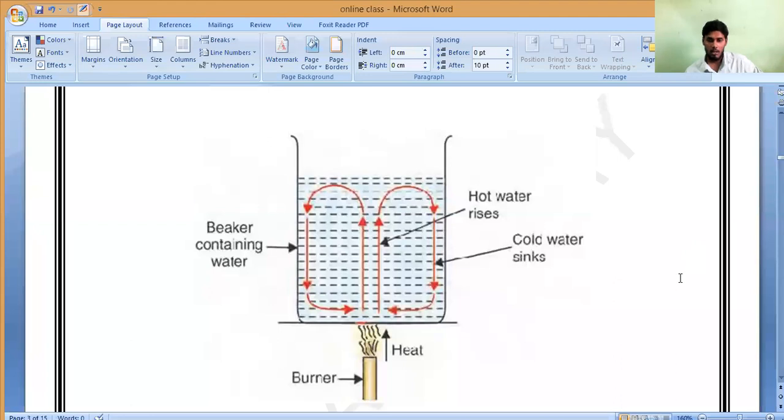Can you see this picture? Please observe. Can you see this picture? Now you see. So now let us see what will happen and how it will happen.